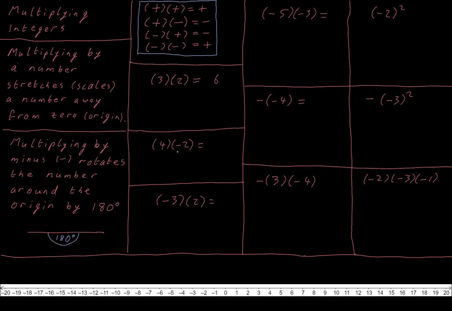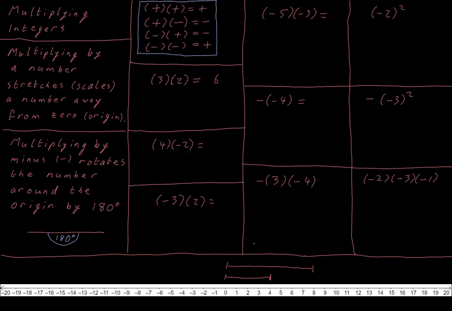But here I do have a minus number. Here I start at plus 4, so I'm 4 units away from the origin, and I multiply by minus 2. So how am I going to do this? Well, I'm going to multiply my numbers together first. So forget about the minus for a second. 4 multiplied by 2. Well, that means I start at 4 and I go twice as far away from the origin. So I go all the way up to 8.